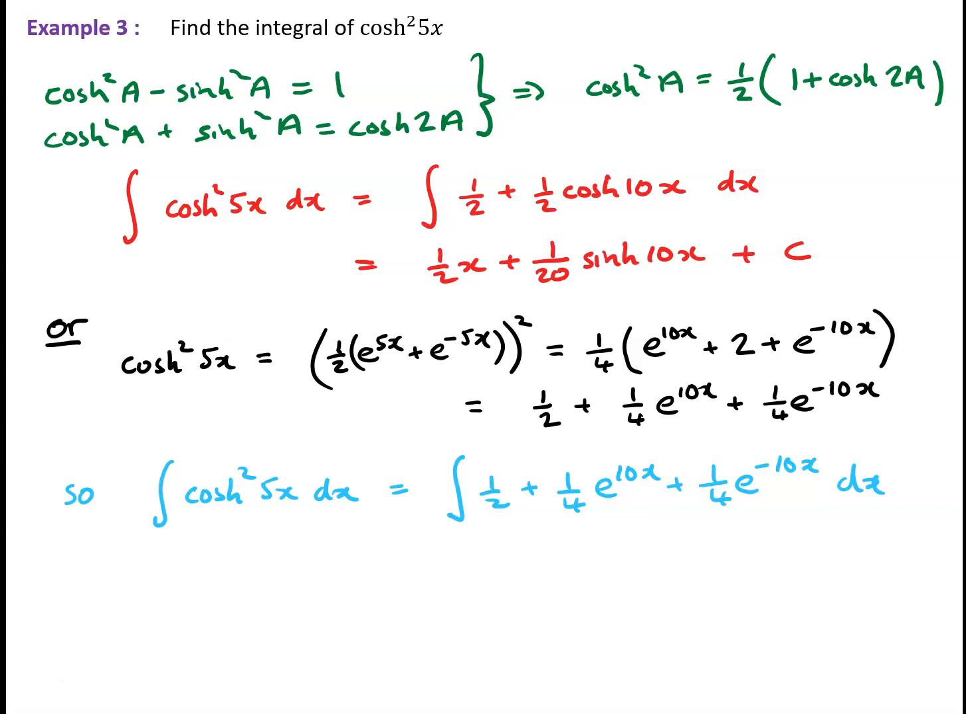plus a quarter e to the 10x plus a quarter e to the minus 10x, which gives me, when I integrate it, 1/2 x plus 1/40 e to the 10x minus 1/40 e to the minus 10x plus c. And it's fairly easy to show that that's exactly the same as 1/2 x plus 1/20 sin 10x plus c. Okay, either of those two answers would be acceptable for the integral of cos squared 5x.